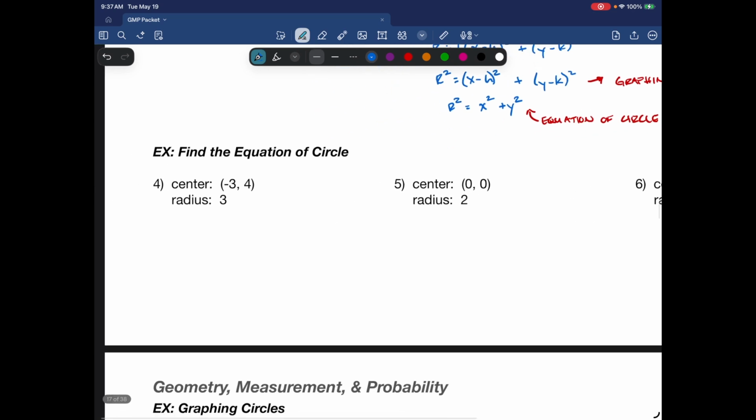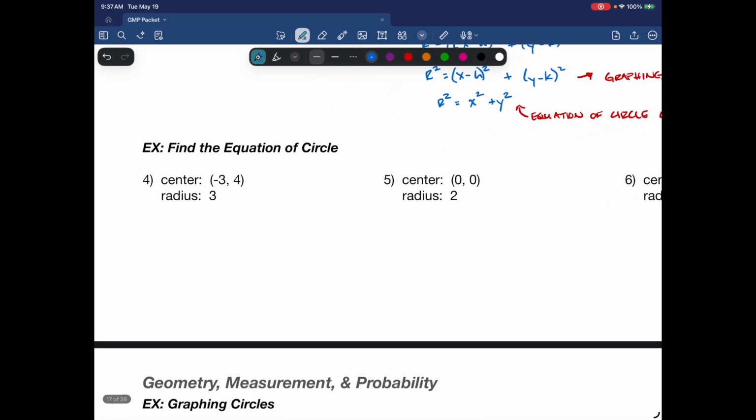All right, knowing this, let's go find the equations of the circles given the information that we have. So the center is -3, 4, and the radius is 3. This is going to be x minus -3 squared plus y minus 4 squared equals 3 squared. So that's going to be x plus 3 squared plus y minus 4 squared equals 9. That would be my equation of that circle.